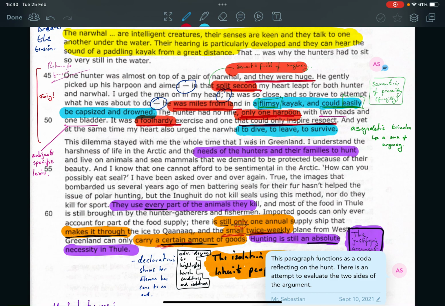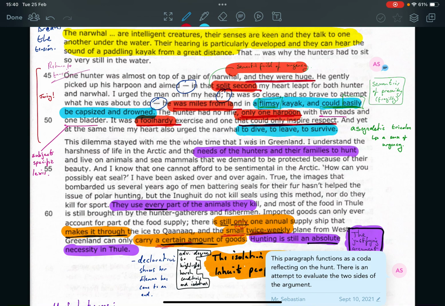You could either just say the use of the dashes and the semicolon slow the pace, or you can say there's a disrupted syntax in order to control the pace and the flow. I mean, at sentence level, from "he gently picked up his harpoon" all the way to "capsized and drowned", that's all one sentence again. So again, a long, compound, complex sentence to help build the sense of tension. It's just here it's a bit more controlled with all these dashes and semicolons.